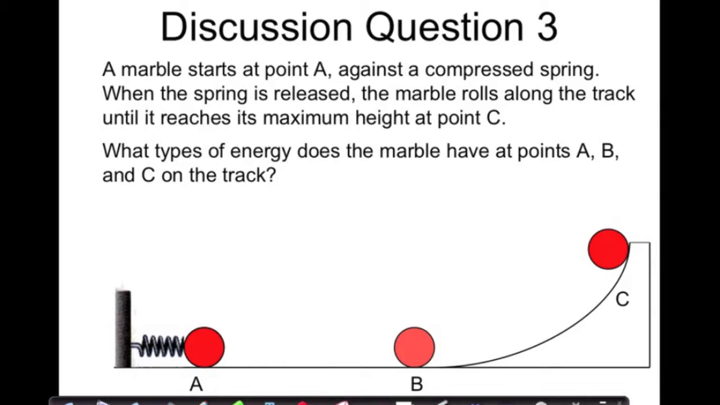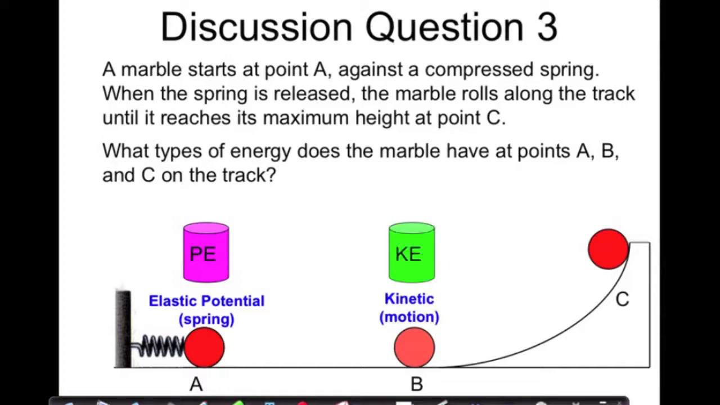Okay, well at point A, the marble is compressed against the spring, so that must mean it has stored energy, elastic potential energy. When the marble is rolling, it's not connected to a spring and it's not at a certain height, but it is moving, so it has kinetic energy. And at point C, when it gets to the max height, it's not connected to a spring, so there's no elastic potential energy. It barely reaches the max height, which means that at its max height, it's not moving, so it has zero kinetic energy. And it is a certain height above the ground, so it has gravitational potential energy.